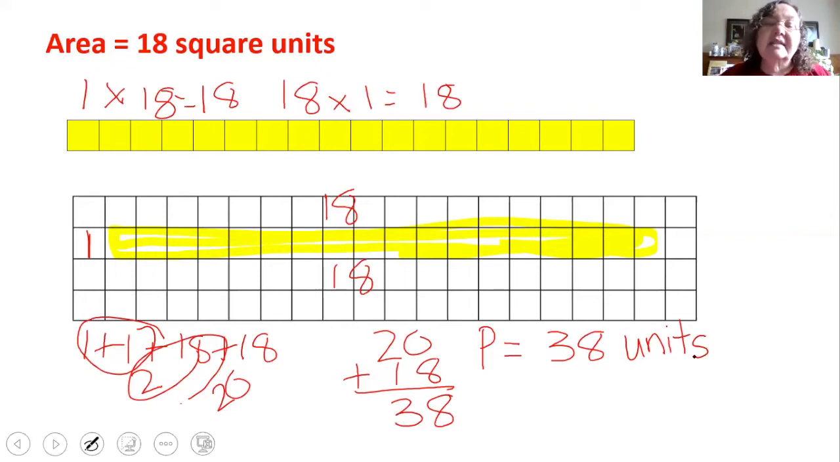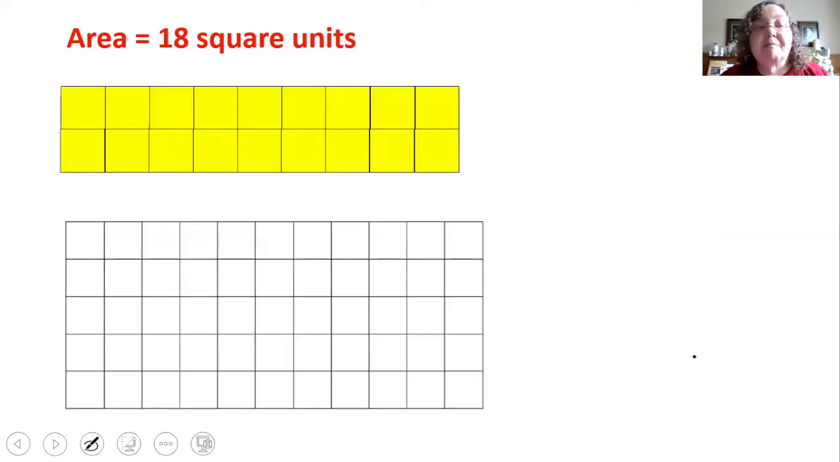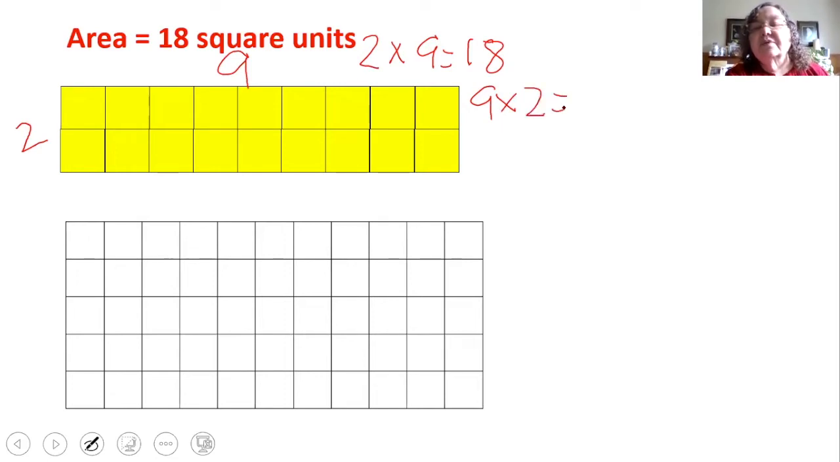Wonderful. Let's look at another array or rectangle that you might have made. This one, once again, I only used 18 square units, but now I made an array of 2 and 9. Because, let me think about my multiplication problems. I know that 2 times 9 equals 18. Or I could say 9 times 2 equals 18.